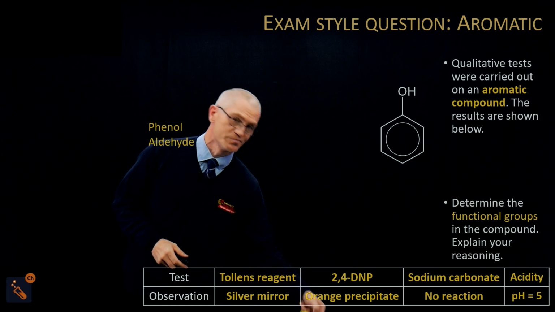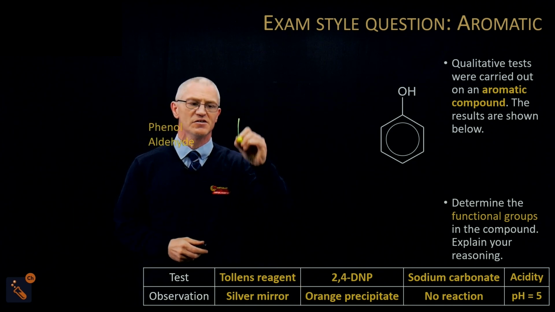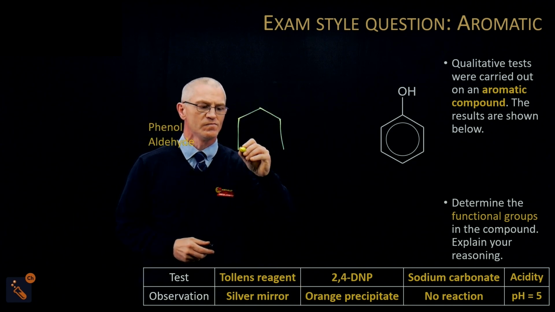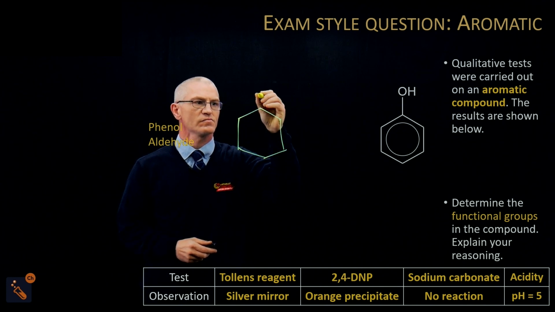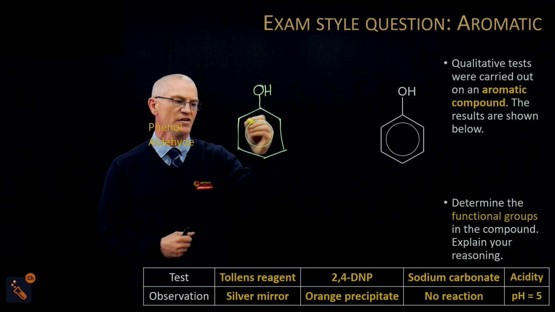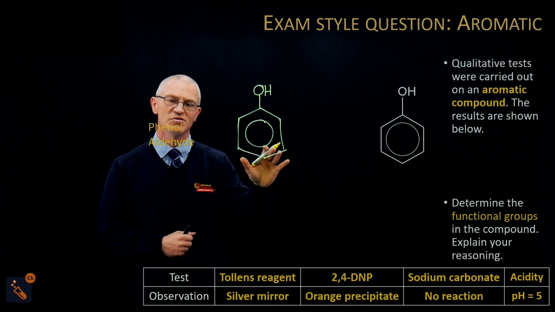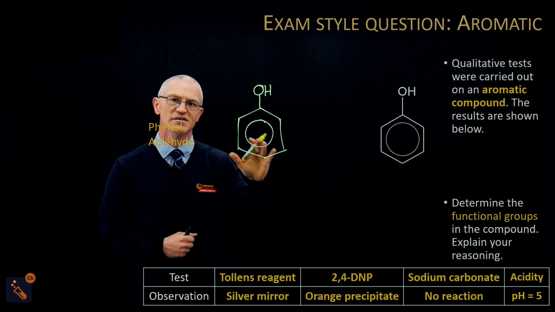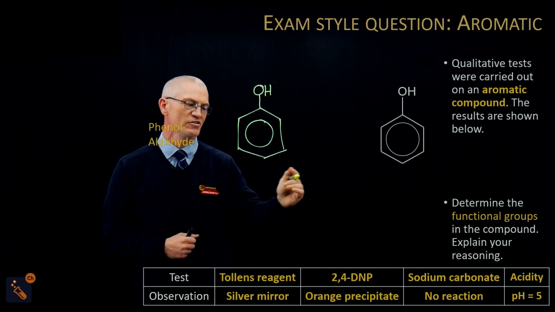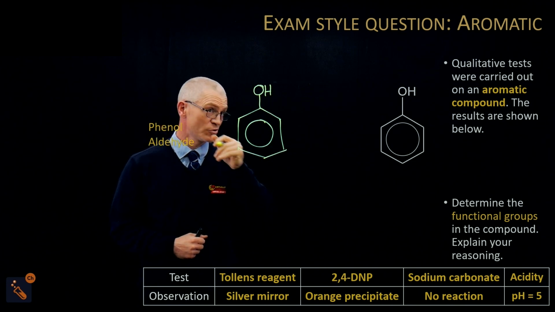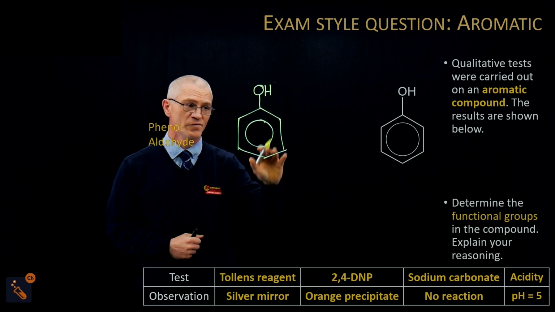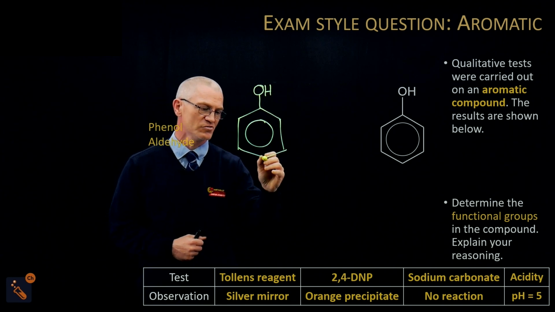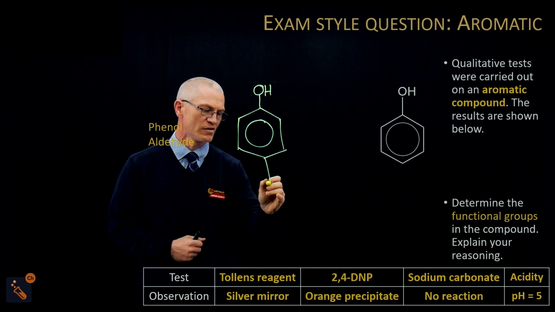So there's a phenol. Let's not forget that. And then we know we've got an aldehyde, so let's stick an aldehyde on. If you're going to do it properly, OH is 2 or 4 directing, so we can put it in position 2 or 4. Let's put it in 4, and let's make it into an aldehyde.